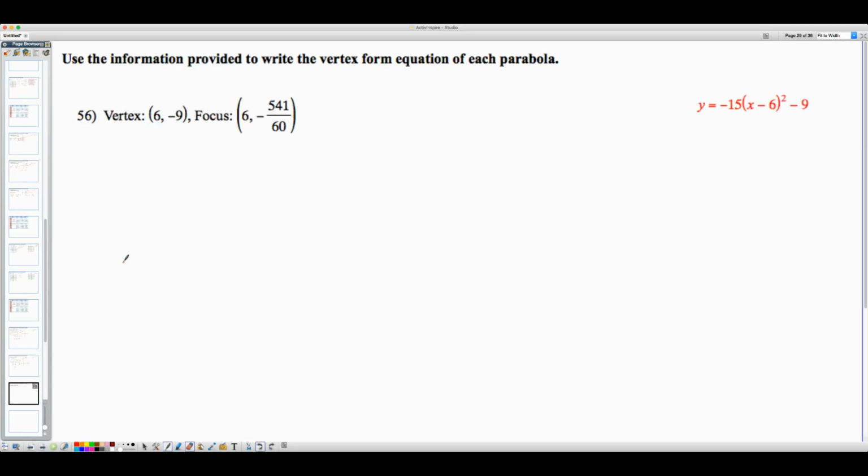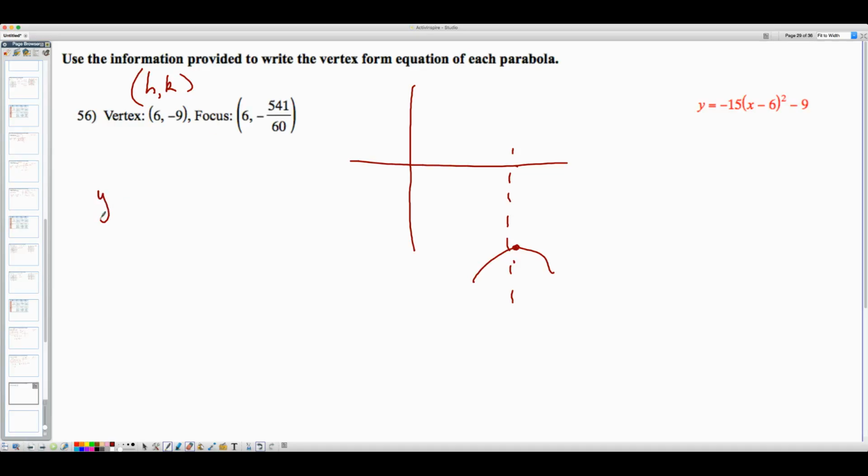And my last example, this is my h, k. And I'm going to look at this. My x value is 6 and -9. There's my vertex. And this is going to be a little bit less than -9. So I think it's going to be like this and opening this direction, if I'm not mistaken. And it's going to be in vertical orientation because my x values stayed the same here. So I can write this as y equals something times x minus my h value squared plus my y value.